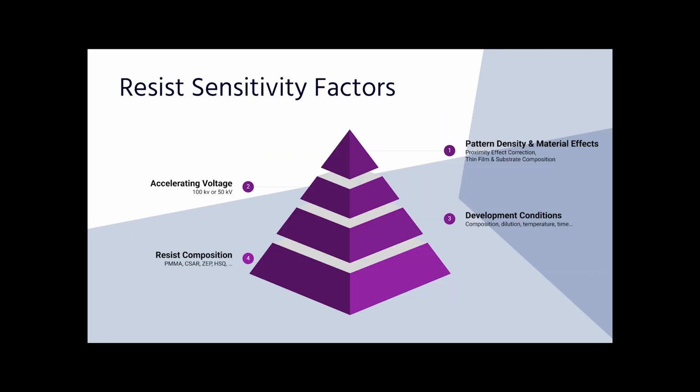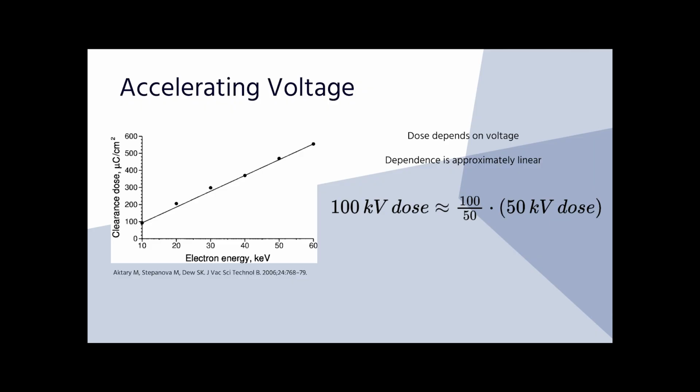Now we can talk about accelerating voltage. There is a good paper from Aktary et al. that simulated electron behavior at different accelerating voltages. They saw that the dose to clear increased linearly with increasing voltage, a result that agrees with what folks find experimentally. At the risk of oversimplifying things, the reason for this is that as the accelerating voltage of the electrons goes up, the likelihood of any given electron interacting with a resist molecule goes down. So you need more electrons overall to break or cross-link the polymer chains at higher voltages.